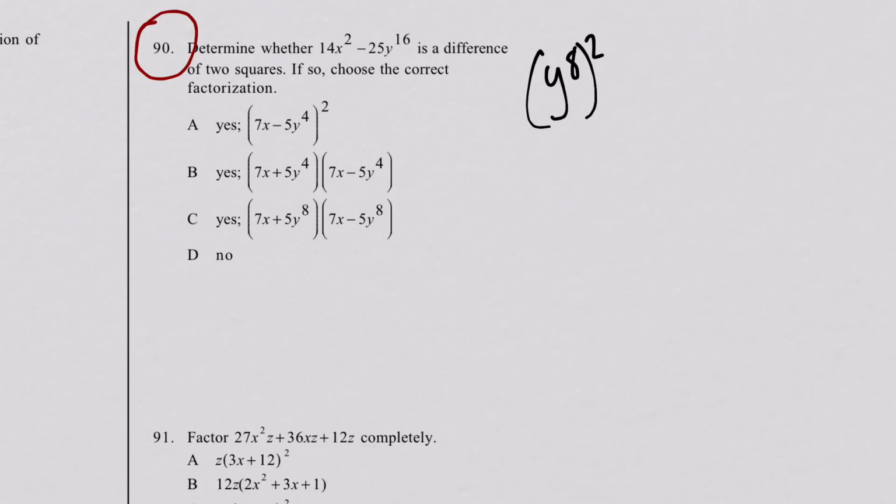But 14 is not a perfect square. Don't get confused. Don't think it's 7 times 7. 7 times 7 is 49, not 14. Okay? So since this little number right here is not a perfect square, you're going to choose no. If it was 49, then definitely go ahead and break it down.